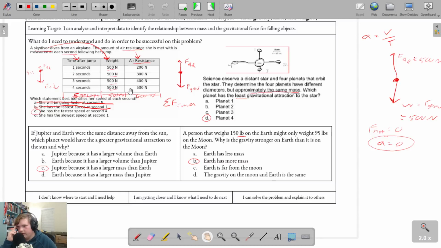And then you have your unbalanced force pairs. Whichever one wins the tug of war, that's the way I think about it, and that's the way your net force points. So force gravity is going to beat air resistance at all times except for terminal velocity. So your acceleration will be down. And at terminal velocity, your acceleration is 0, because there's no net force.